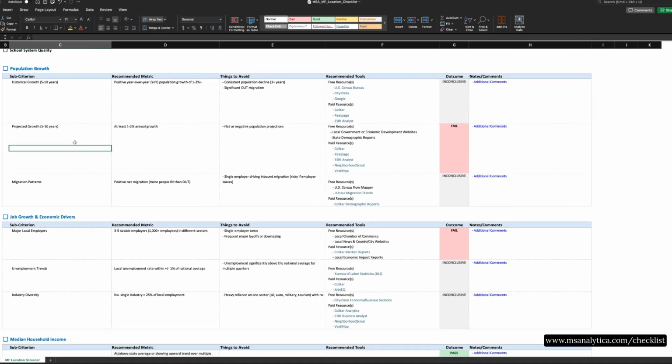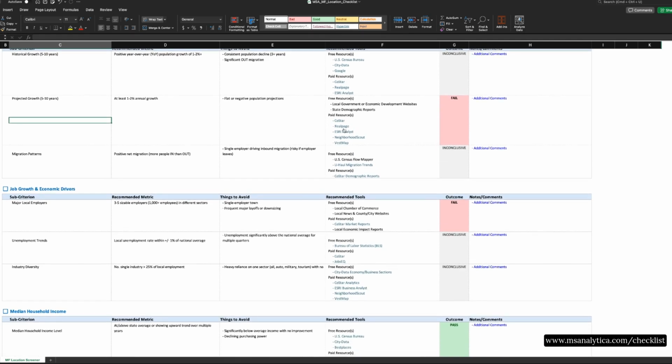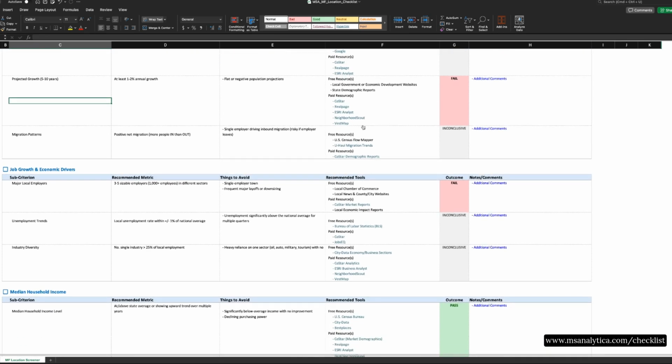Next, future population growth. What is the future population growth for that area? What you're looking for is at least 1 to 2% annual growth rate for the next 5 to 10 years. Red flags or things to look for: flat or negative population growth. Again, here are some free resources you can use. Paid resources we talked about: CoStar, RealPage, Esri Analyst, Neighborhood Scout, and Best Maps. Those are all resources that I've used. Each of these are very useful. It just depends on what your budget is.